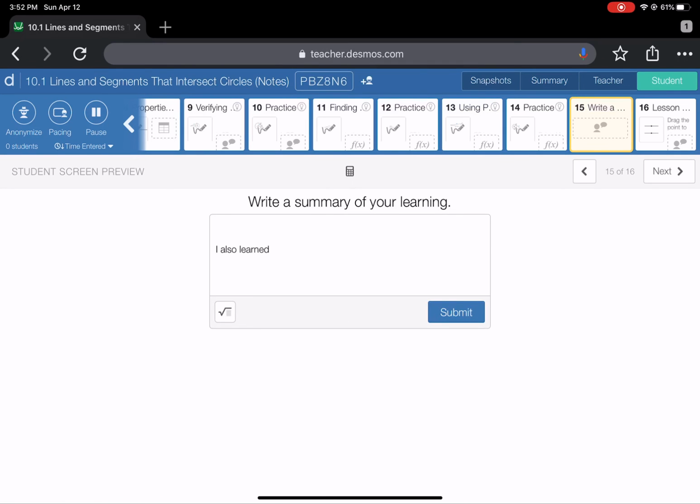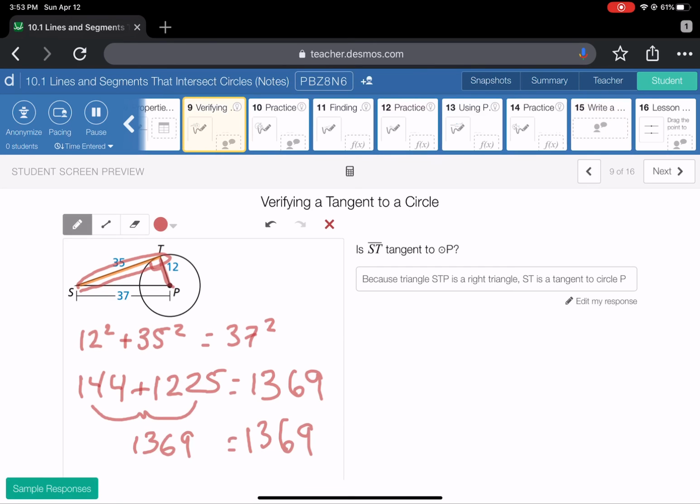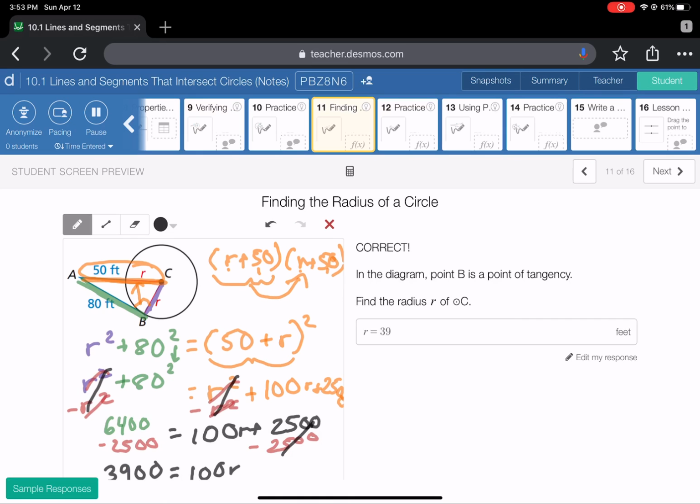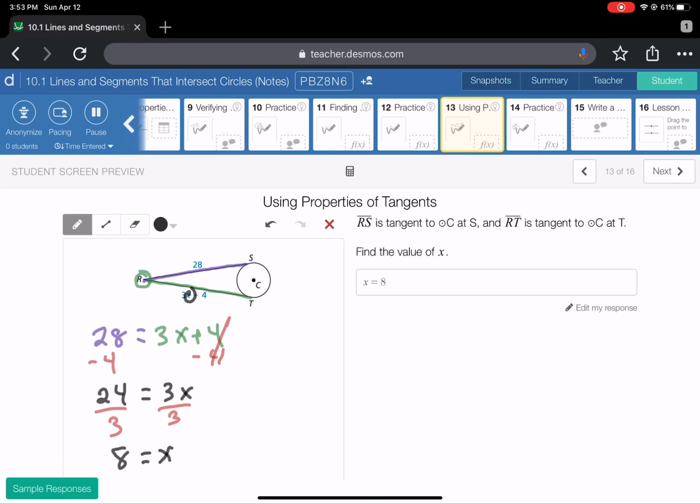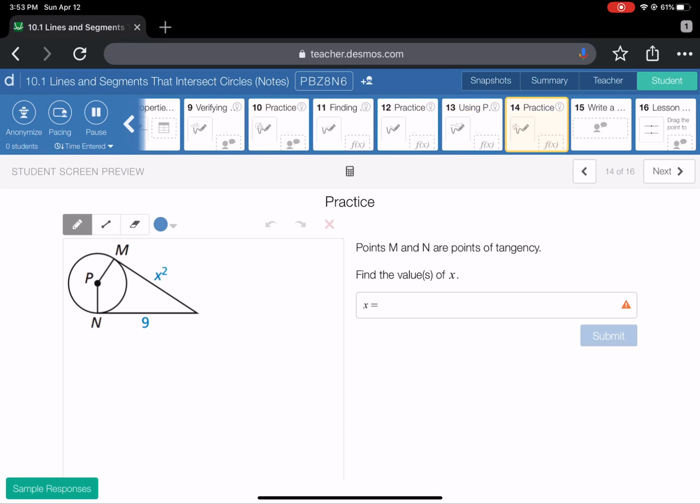All right, that is the end of this lesson. At the end of this lesson, you should have learned about the properties of circles and the different lines that are incorporated in a circle. You should know how to verify the tangent of a circle. You should be able to find the radius, given that the triangle is a right triangle, so that you can use the Pythagorean theorem. You should be able to use the properties of tangents to solve for missing variables and or parts of a triangle.